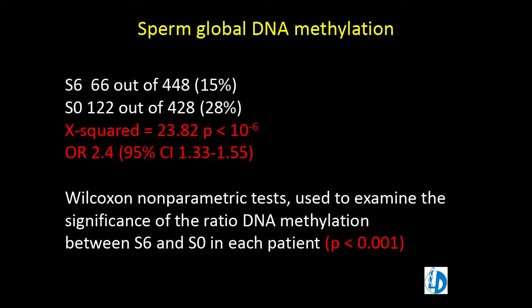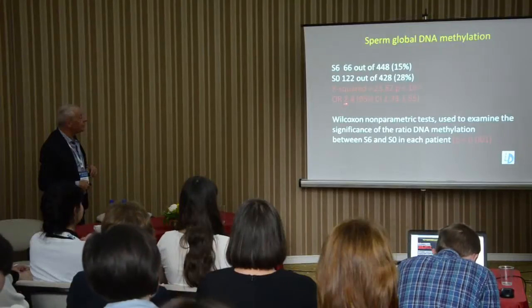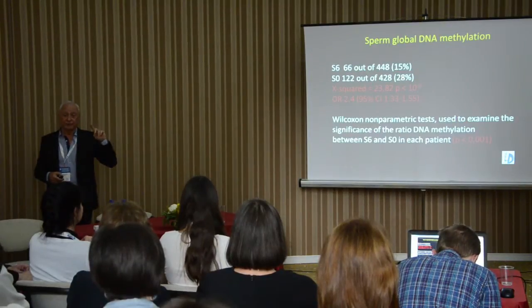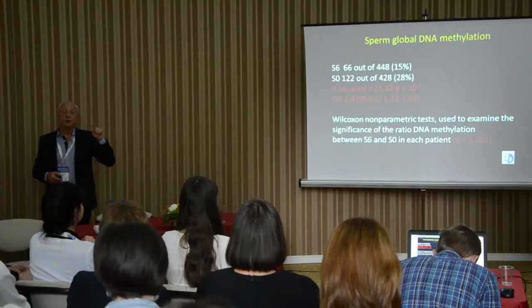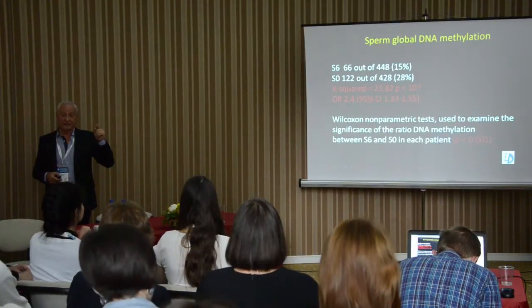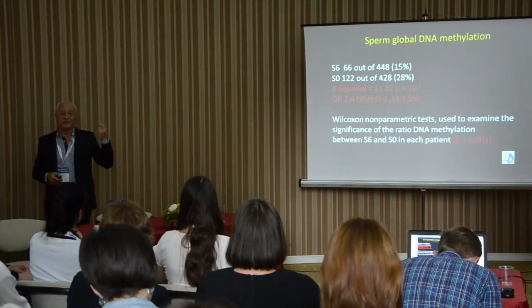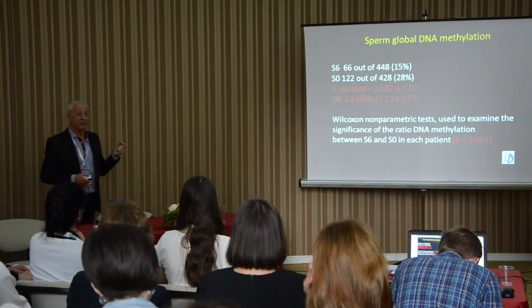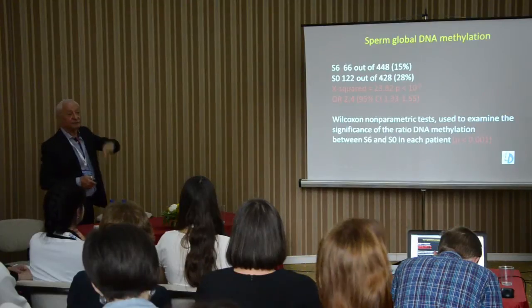You see that we get 66 out of 448, making 15%, and when you make a calculation of the P, it's very, very significant, with an odds ratio of 2.4. It means that when you have selected sperm with score 0, you have 2.4 times more risk of having a hypermethylated sperm with more CH3 radicals inside the sperm head.